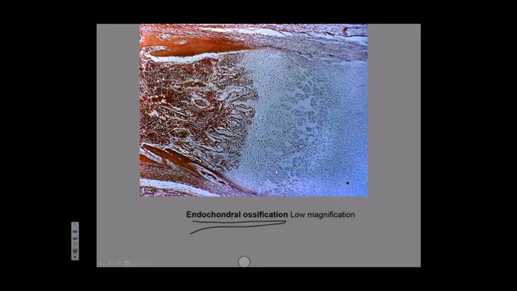There's another form of ossification called intramembranous ossification. Intramembranous ossification occurs in your flat bones, like your skull and your pelvis. Endochondral ossification takes place in your long bones. So cartilage is being replaced by bone in this process. And here's the bone out here. And there's some bone in here too. But this is all bone.